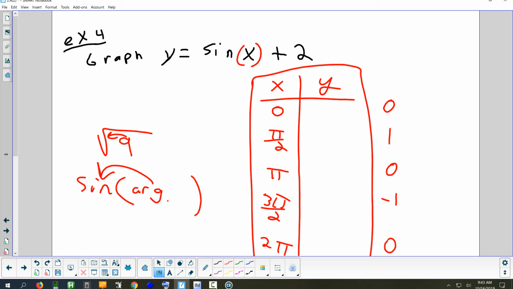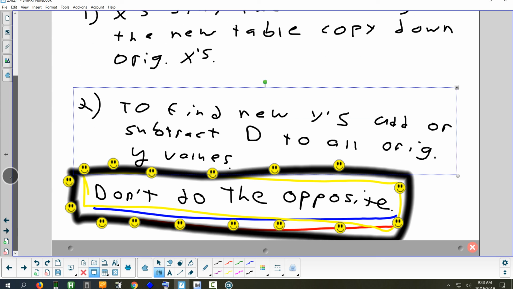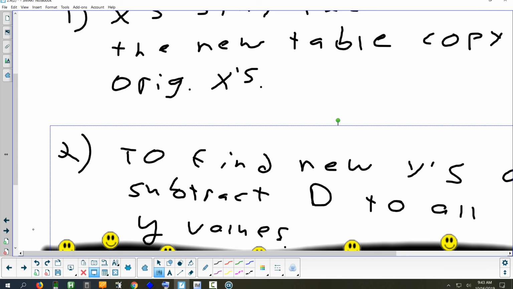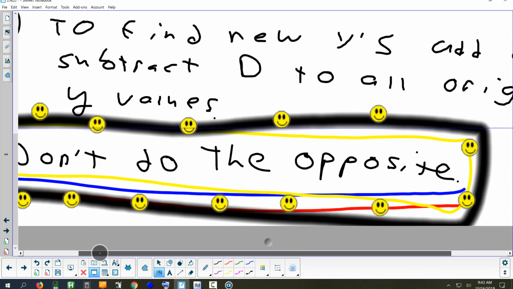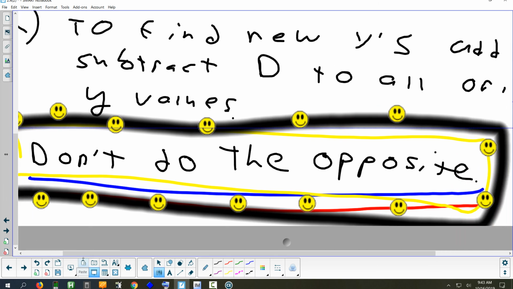No, because it's not inside the brackets, right? So you don't flip it. You don't find the opposite. You don't do the opposite here, right? You do exactly what you see. Don't do the opposite. Okay, so whatever you see, that's exactly what you do.